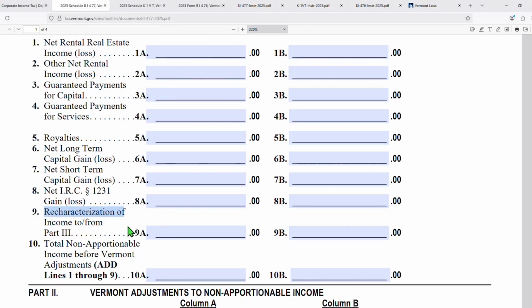Line 9 is a recharacterization line, and that's really important. There's another recharacterization line in part 3, the apportionable section, and the way you should look at those recharacterization lines is like a debit and a credit. So could I just jump in real quick to be really clear? What John's saying is absolutely correct, and it's the detail of how it works. But what we're recharacterizing is the nature of income from apportionable to non-apportionable.